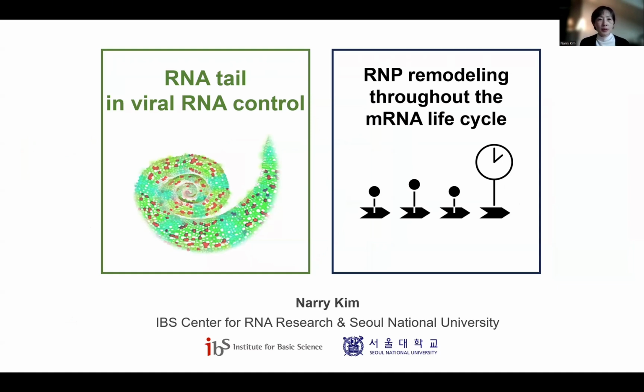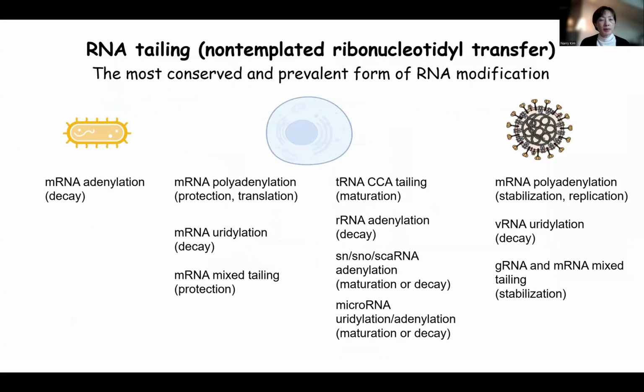Today, I'm going to talk about two topics, starting from RNA tail in viral RNA control. In the later part of my talk, let me briefly introduce RNP remodeling throughout the mRNA life cycle. So starting with RNA tailing, which is non-templated ribonucleotide transfer reaction.